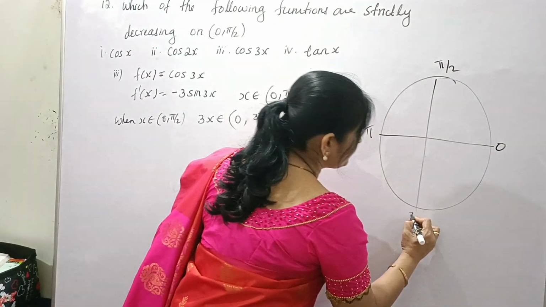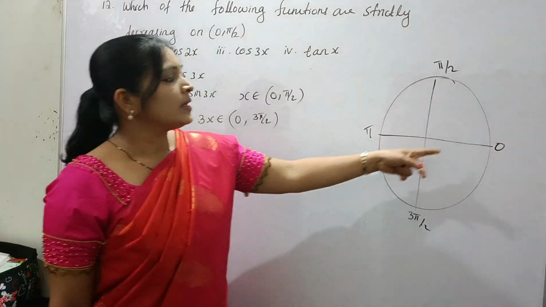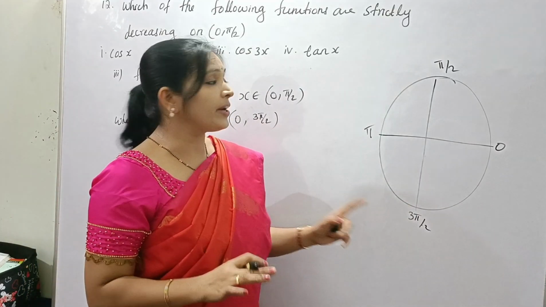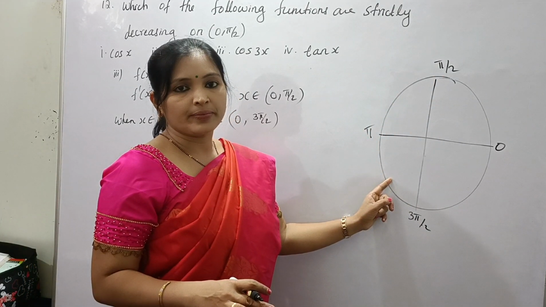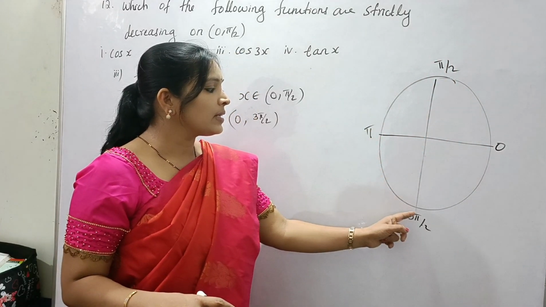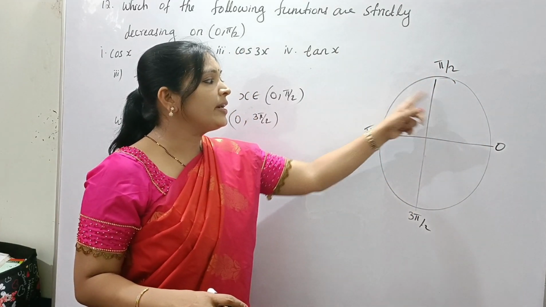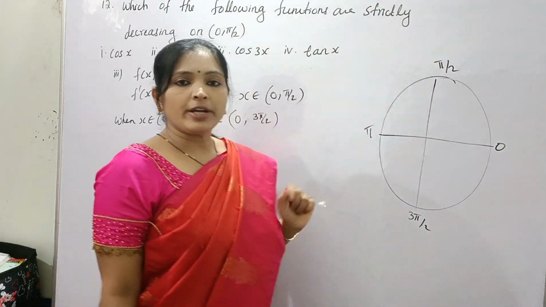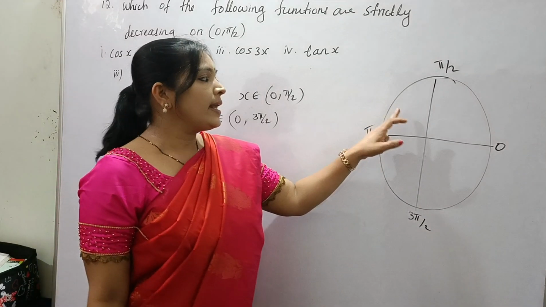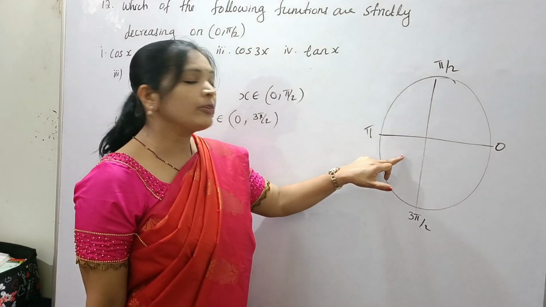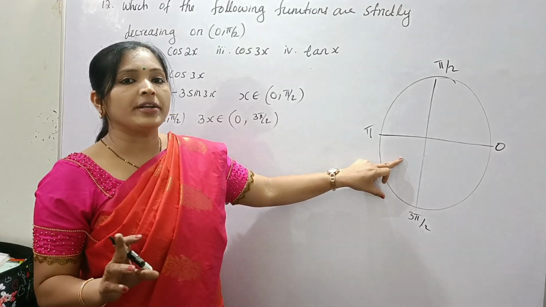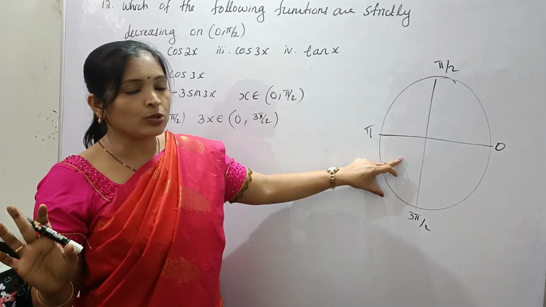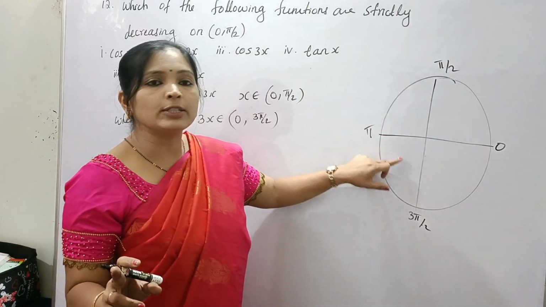So let's come here. 0 to 3 pi by 2. All the values lie in the first quadrant, second quadrant, third quadrant. And in the first quadrant, sin x is positive, right? In the second quadrant, sin x is positive. But what about in the third quadrant? In the third quadrant, only tan and cot are positive. Sin x is negative in the third quadrant.